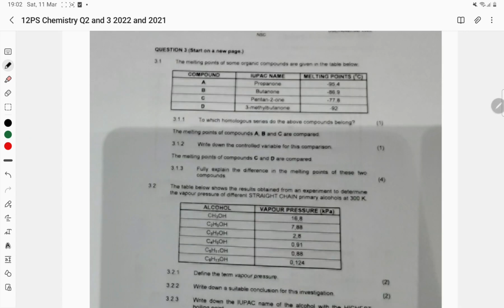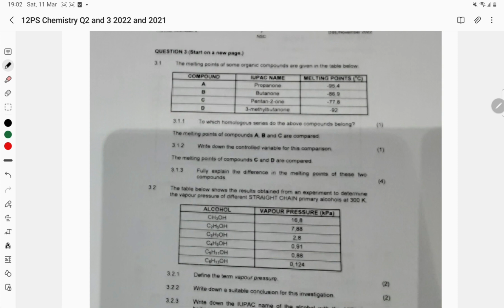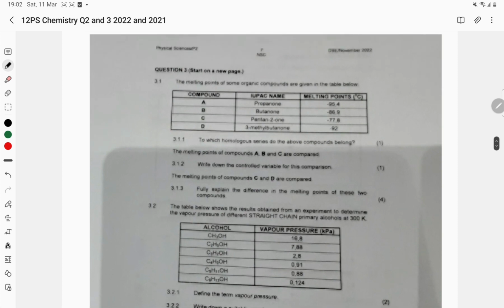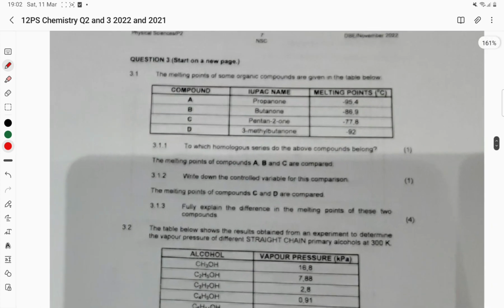Sorry about the error. All right, going to question 3, same paper, 2022. Let's look at question 3. And we have a melting point of organic compounds given in the table below. Now we're going to deal with those intermolecular forces, right? Chain lengths or mass of the compound. Let's take a look. So we've got propanone, butanone, pentanone, and 3-methylbutanone.